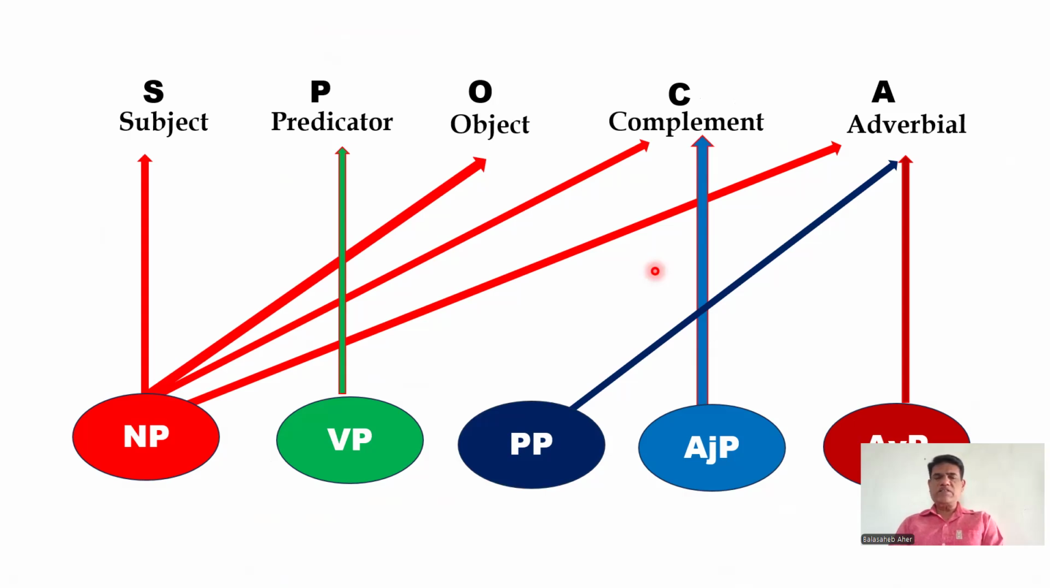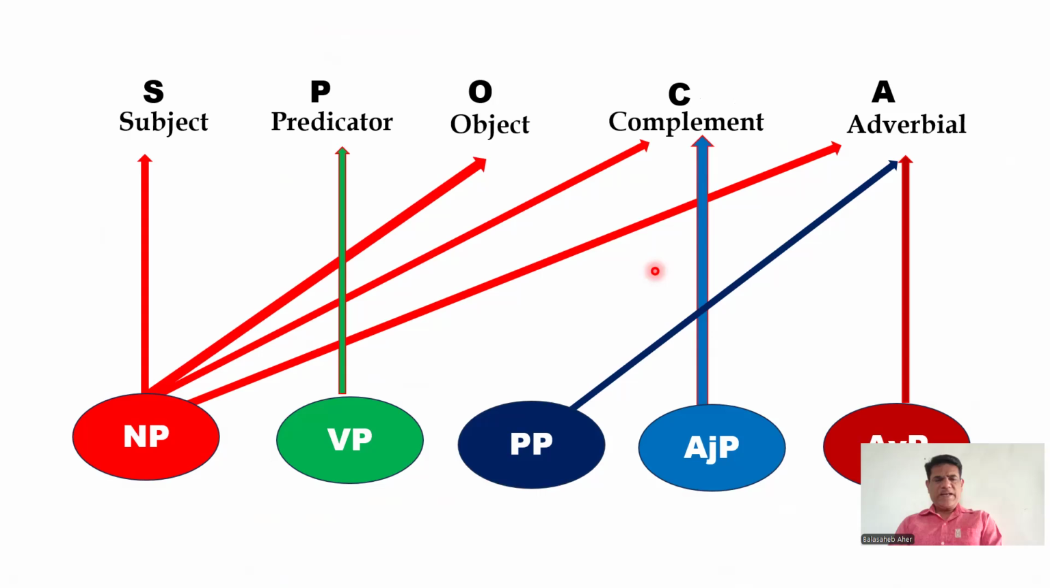So as far as verb phrase is concerned, it acts only as a predicator of a clause. So it will never have another function label except P. Now, as far as prepositional phrase is concerned, it also acts just as adverbial of a clause. When it comes in a phrase as a subordinate phrase in another phrase, it may act as a modifier. But here our concern is when it comes as a phrase in a clause, it acts as an adverbial. Adjective phrase also acts only as complement in a clause, and adverb phrase acts only as adverbial in a clause.